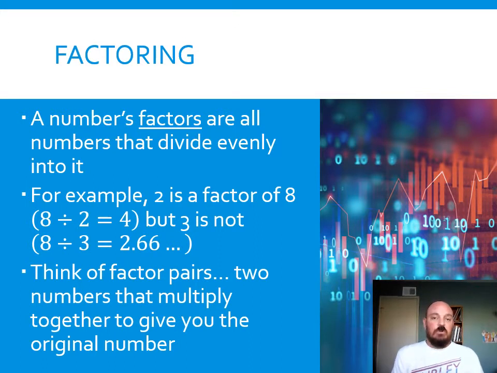So if you're trying to find all the factors of a number, a good way to do it is by pairs, by thinking of two numbers that multiply together, and each one of those numbers is a factor. So for example, I said 8 divided by 2 is 4. Well, another way to think of that is 2 times 4 is 8. And that means 2 and 4 are both factors of 8.